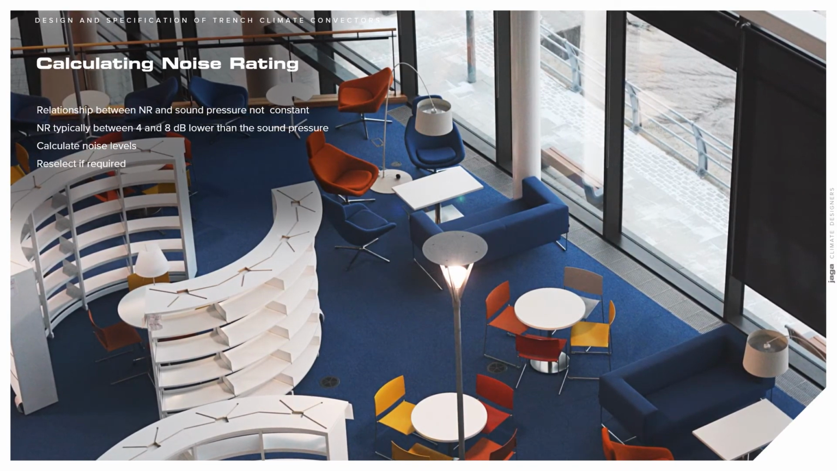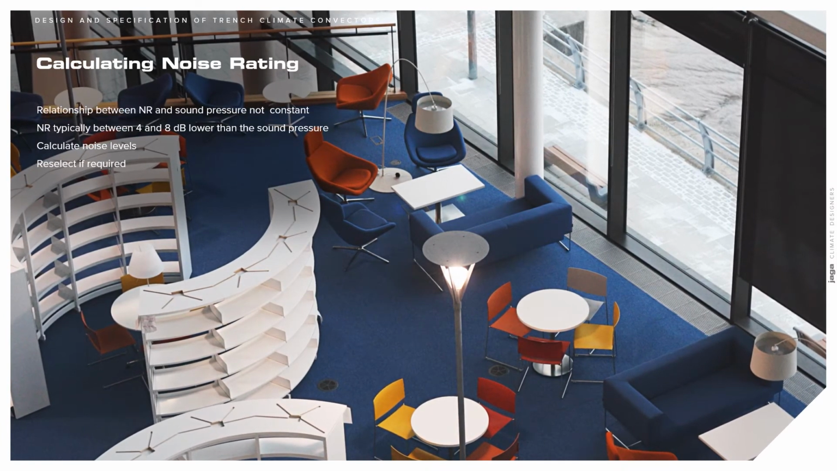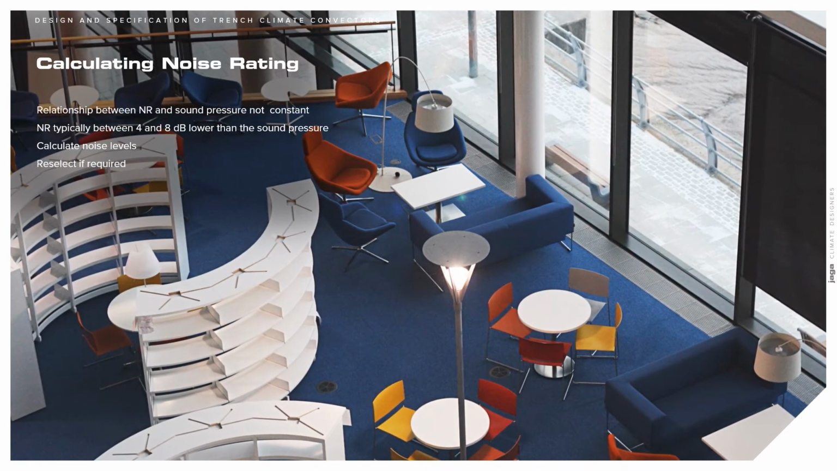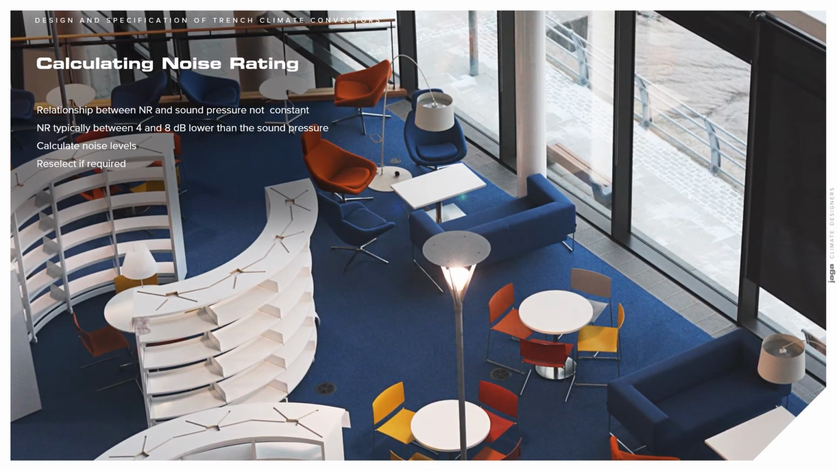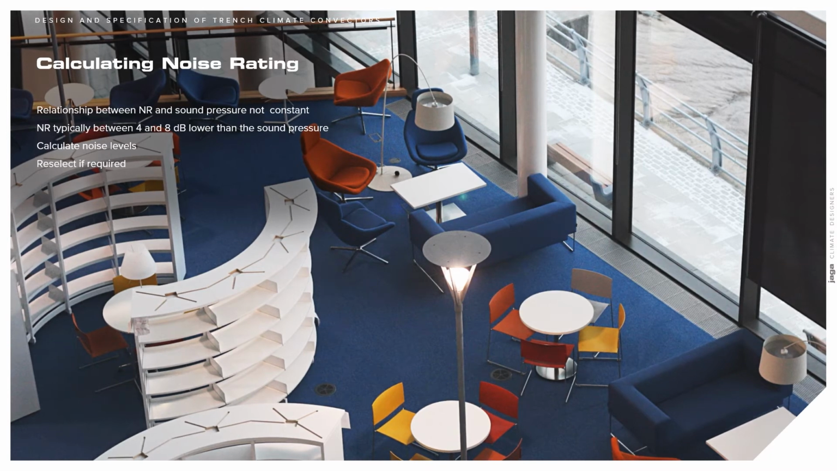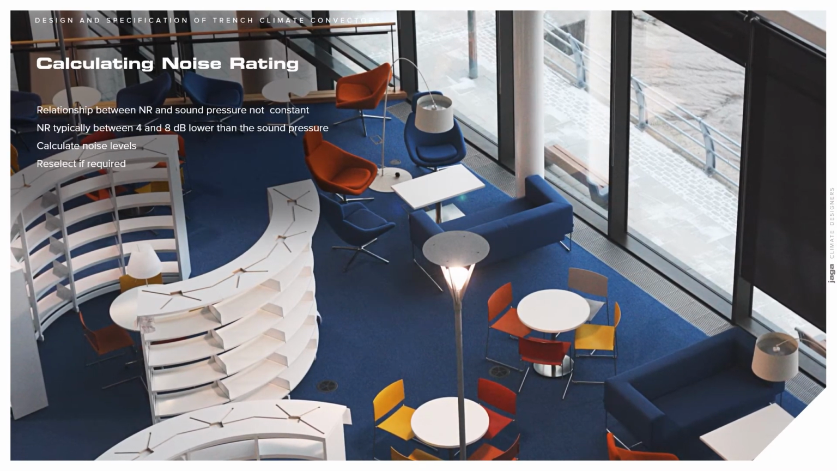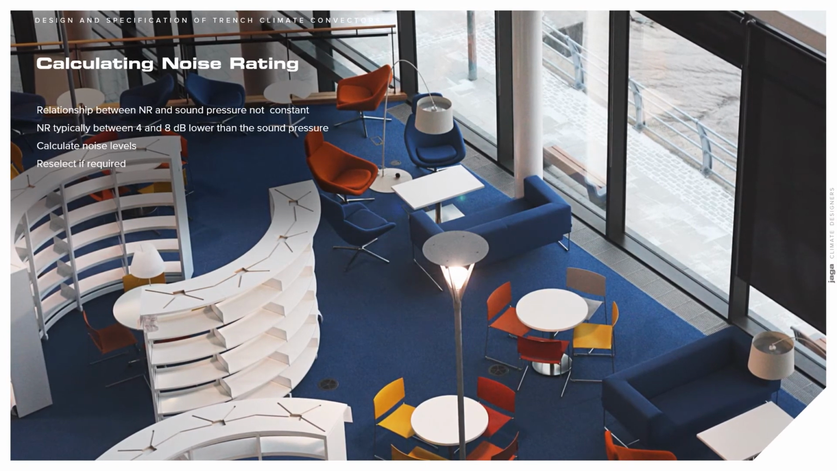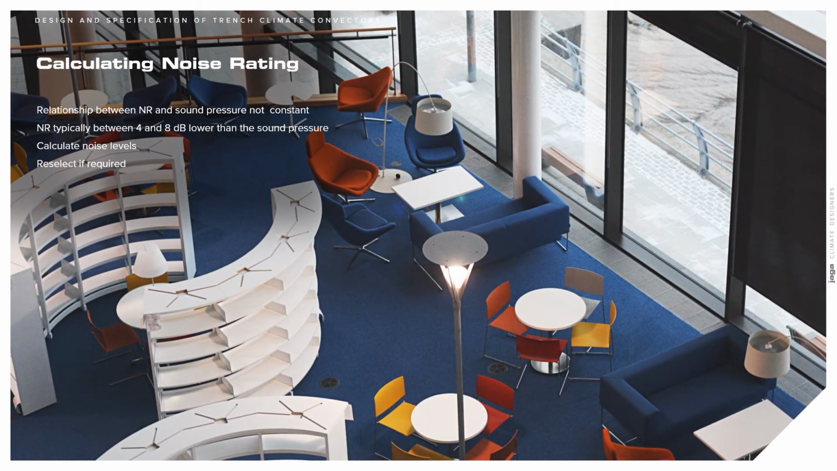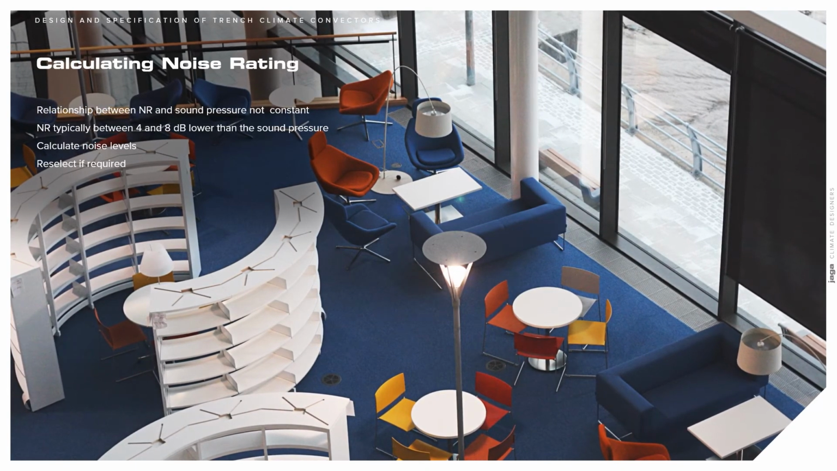For ordinary intrusive noise found in buildings, such as trench climate convectors, the noise rating would be between 4 and 8 decibels lower than the sound pressure. It is recommended that noise values are calculated for each application. It's often the required noise level that determines the final selection of the trench climate convector. Selections may need to be adjusted to lower fan speeds and voltages to meet the noise requirements.